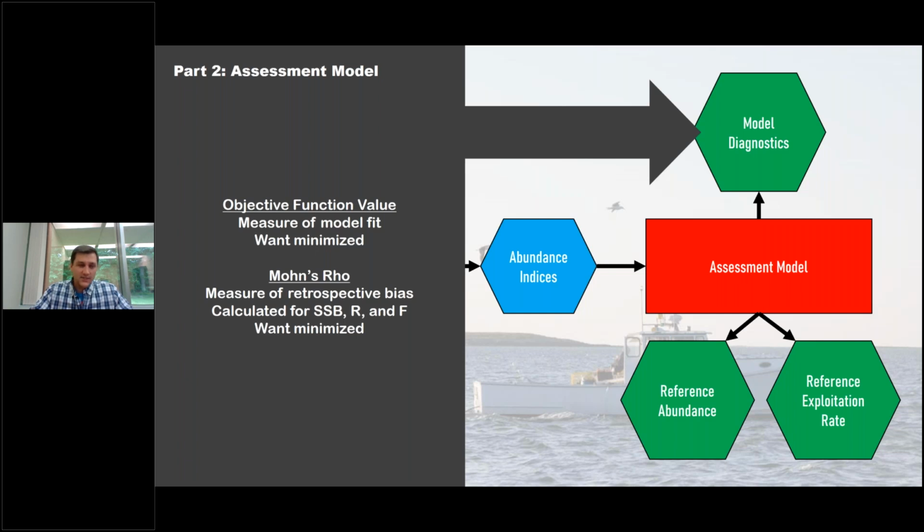This is essentially impossible. You're never going to find this. So the differences that can be seen because of this are what's known as retrospective bias. So Mohn's rho is a way of quantifying this bias. And like the objective function value, we want Mohn's rho values to be minimized, as this represents a low retrospective bias and overall more reliable model output.